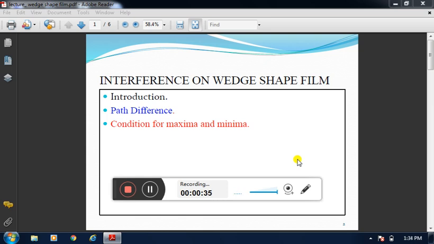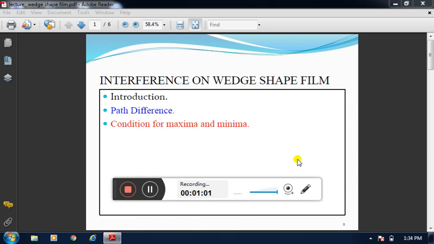In our syllabus, under interference due to division of amplitude, there are two topics. First one we discussed: interference due to parallel thin film. Next one we are going to discuss: interference in wedge-shaped film. This is the topic of interference due to division of amplitude. In the next topic, we discuss Newton's ring experiment.